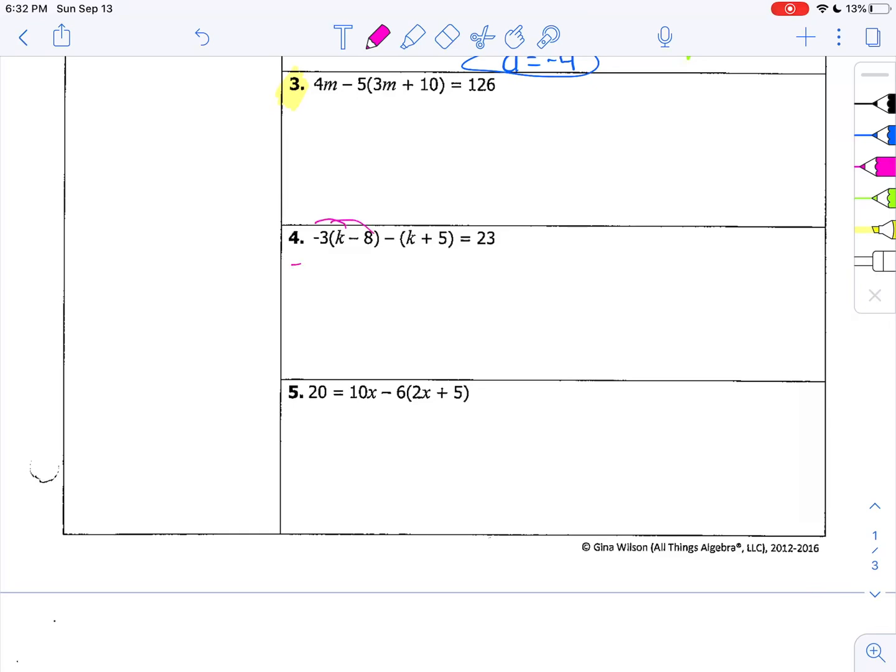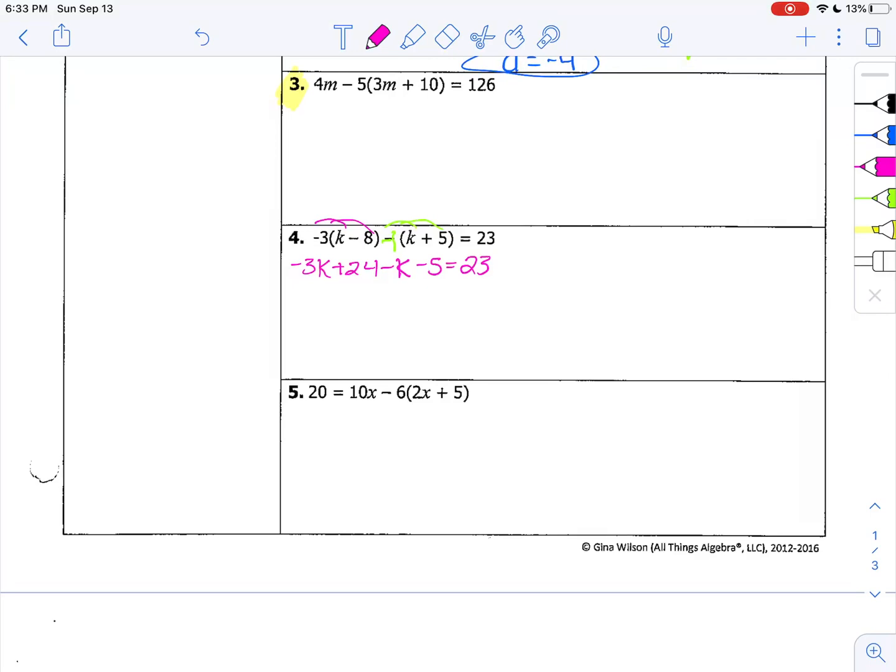Negative 3 times k is negative 3k. Negative 3 times negative 8 is a positive 24. Now here's the part. This is a negative 1 getting distributed to k and 5. So negative 1 times k is negative k, and negative 1 times 5 is negative 5, equals 23.